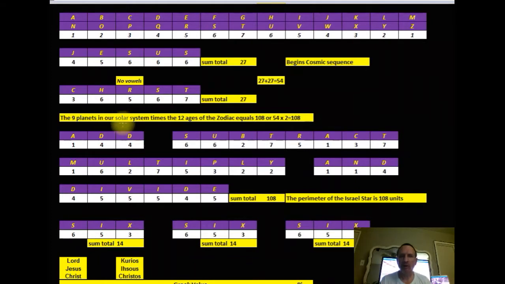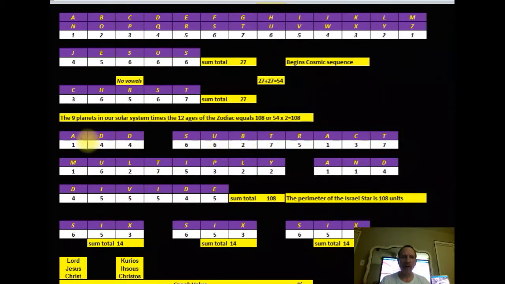The 9 planets in our solar system times the 12 ages of the zodiac equals 108, the sacred 108, or 54 times 2. So we start the doubling to 108, the next number. So we have 27, 54, then 108. This is the cosmic sequence.